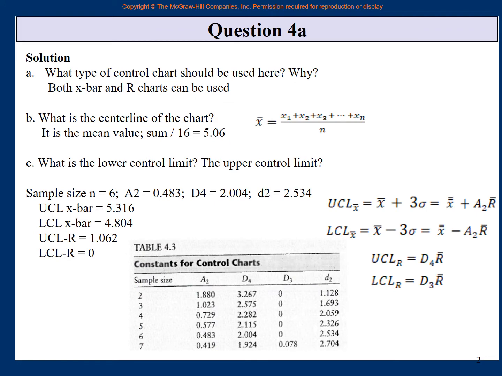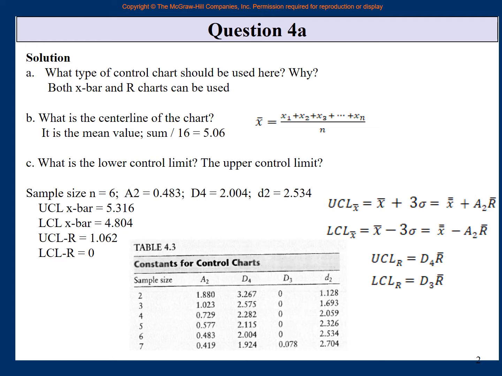what type of control chart should be used here and why. Both X bar and R charts can be used. Based on the data, you can do the X bar chart and you can do the R chart. So any company which wants to be very good in doing the control charts and so on usually does both of them. You can decide to use only X bar chart, you can decide to do only R chart, but they are both very simple. So if from the data you can find X bar and R charts both, then you do both of the charts.